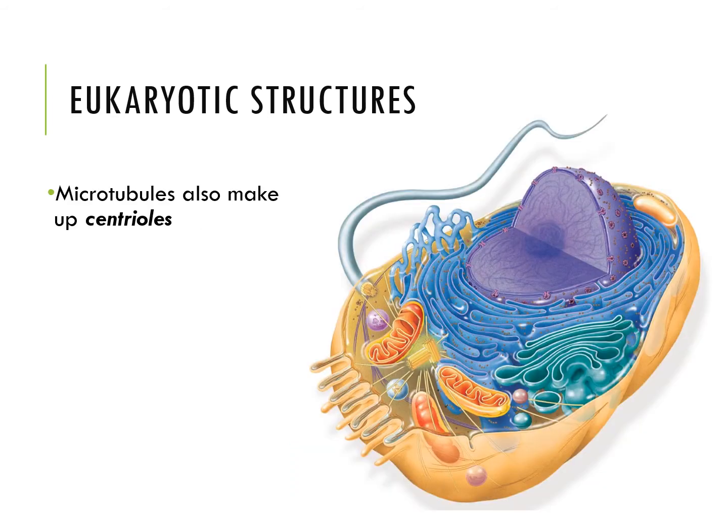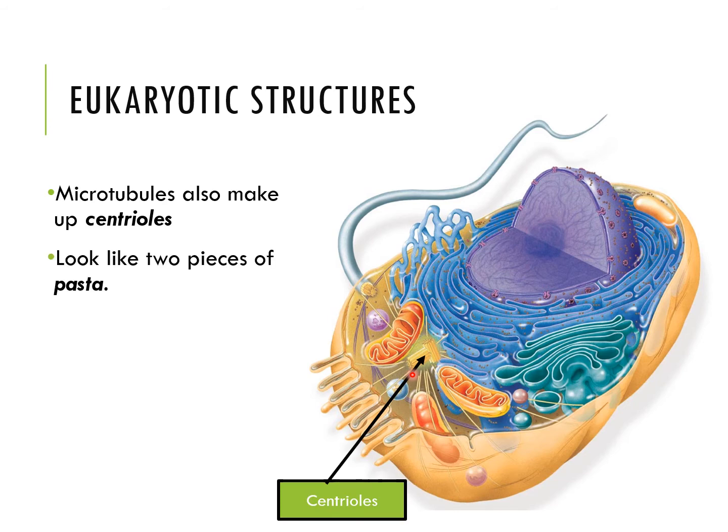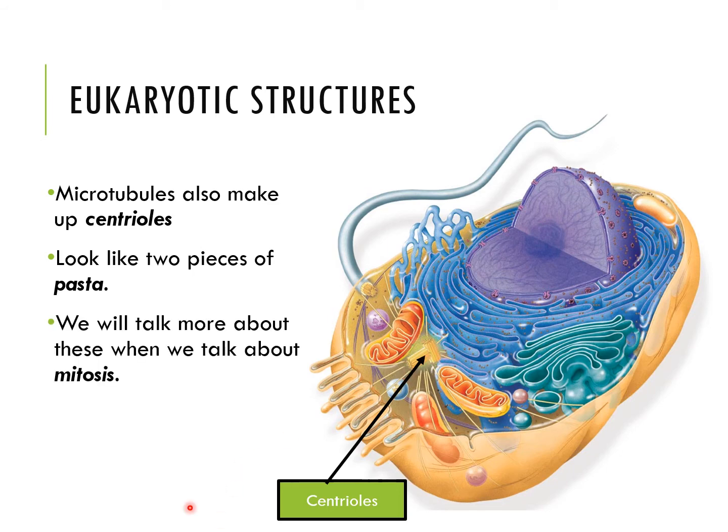Microtubules also make the centrioles, which are these things right here. Like I said, that's what helps split the cell apart or move the chromosomes apart during mitosis. That's a centriole right there. It looks like two pieces of pasta, like ziti noodles, with the open edges, stuck together right there. That's what the centrioles look like. Like I said, we'll talk more about those when we get into mitosis.